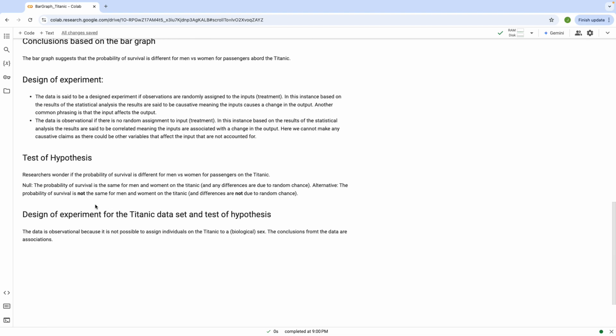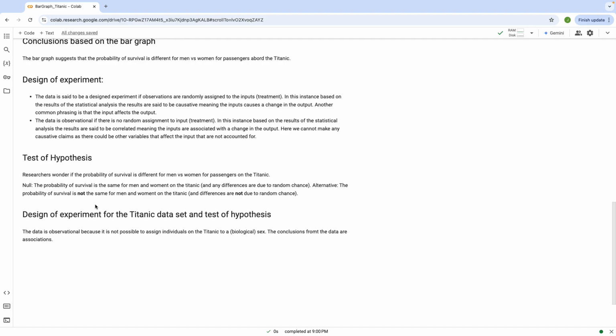In terms of tests of hypotheses, the researcher wonders if the probability of survival is different for men versus women. And whenever you're asked about a test of hypotheses, you have what's called a null hypothesis, and that's always a statement of no effect or equality. So in this case, the gender does not affect the probability of survival. Or in terms of equality, the null would be the probability of survival is the same for men versus women.